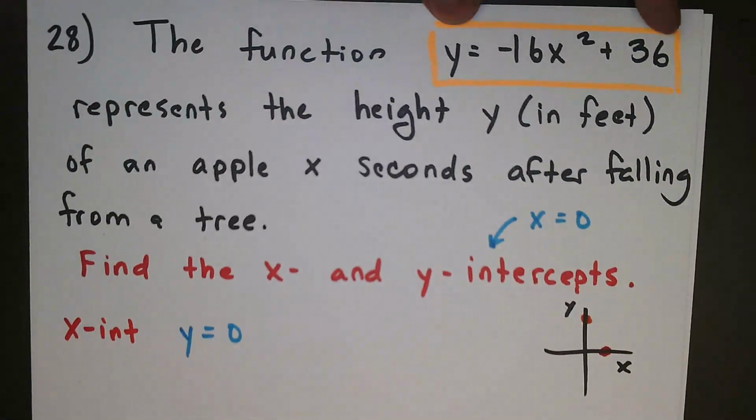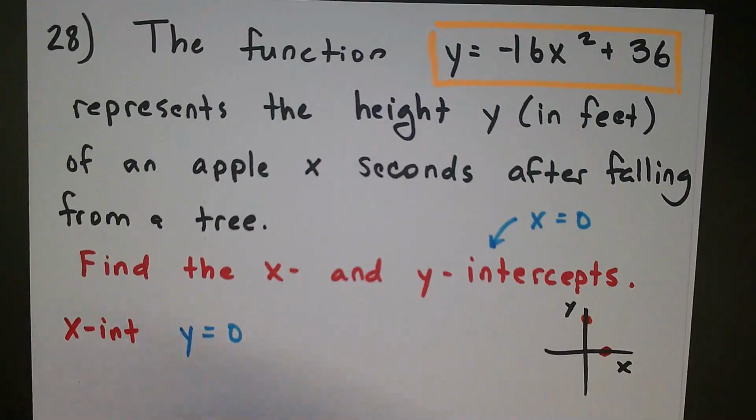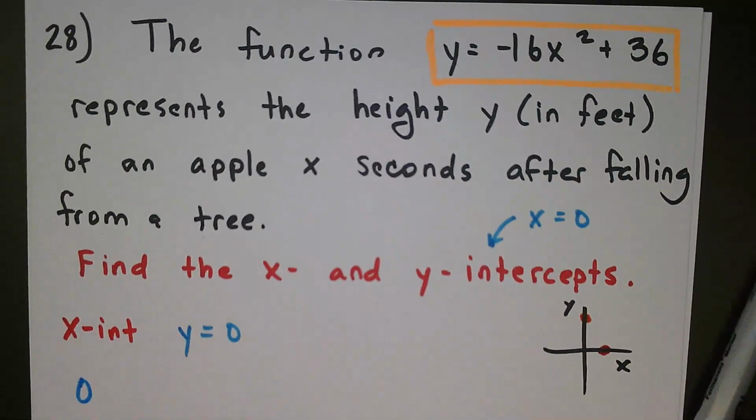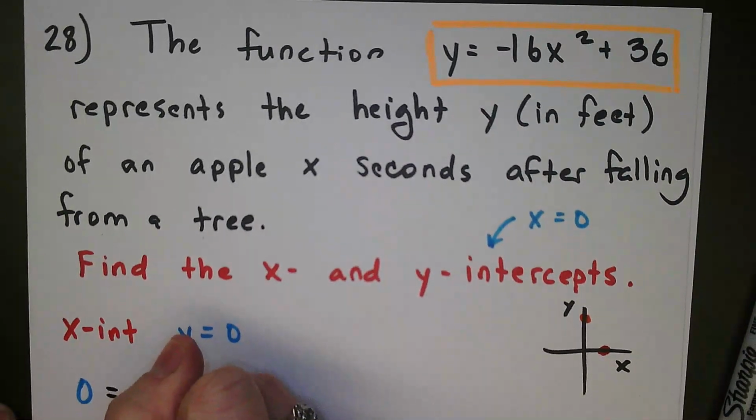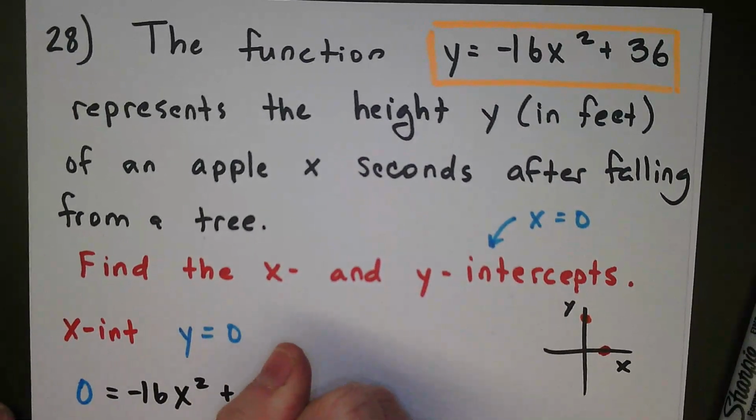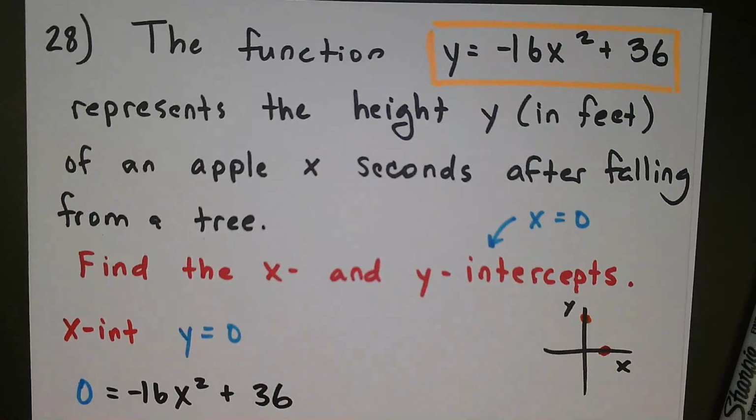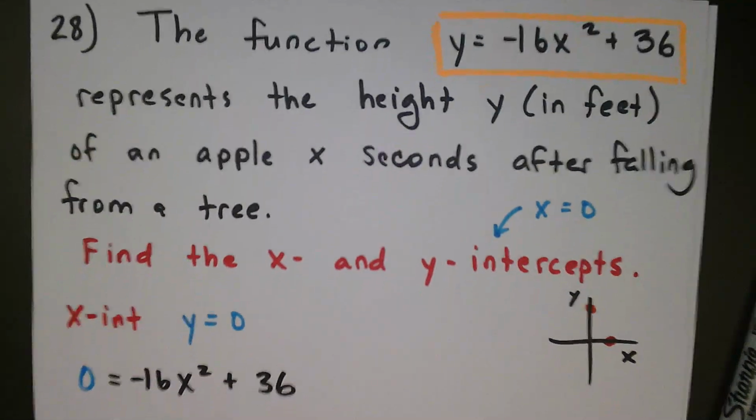So we're going to take this equation and we're going to replace the y value with 0. So I'm going to have 0 equals negative 16x squared plus 36. Now this requires some prior knowledge in order to solve. To solve these types of problems, we are going to use factoring and the zero product property. Technically, there's a couple other ways to do it, but really that's all I've shown you. So that's what I want to do here in this video.